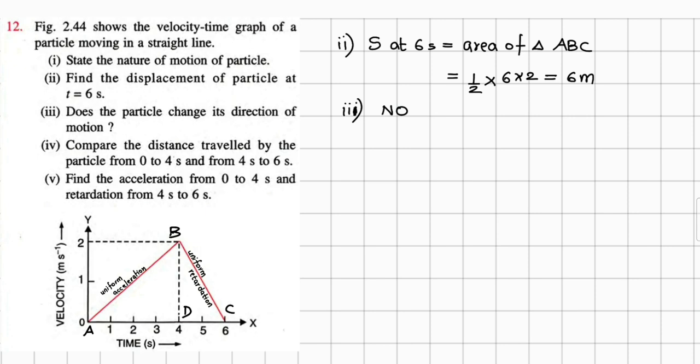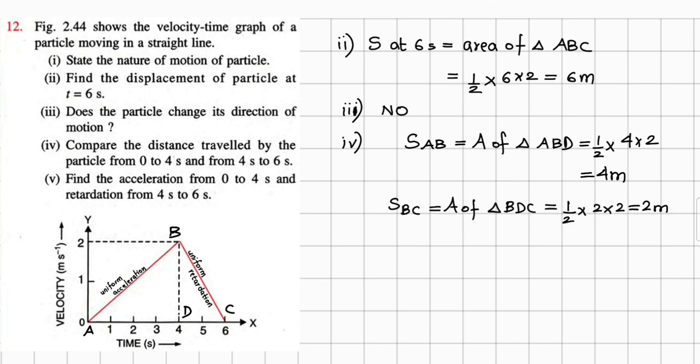Next part, compare the distance traveled by the particle from 0 to 4 and 4 to 6. So let's calculate individually and then we'll compare it. So for region AB, it is the area of triangle ABD, half into base into height. Answer is 4 meters. And for BC, it will be the area of triangle BDC. That turns out to be 2 meters. Now let us compare them. 4 meter is to 2 meter. Answer is 2 is to 1.